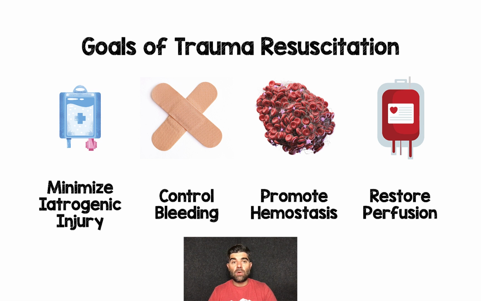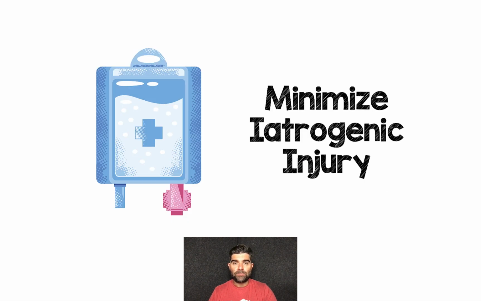Now, when we talk about goals of trauma resuscitation, there's really 4 things that we're focusing on. We want to minimize iatrogenic injury from the resuscitation itself. We want to control bleeding, get that hemorrhage control. We want to promote hemostasis to avoid that trauma-induced coagulopathy, and then we want to restore perfusion. And so for this part, we're going to talk about the first thing here, which is minimize iatrogenic injury. So how do we go about doing that?